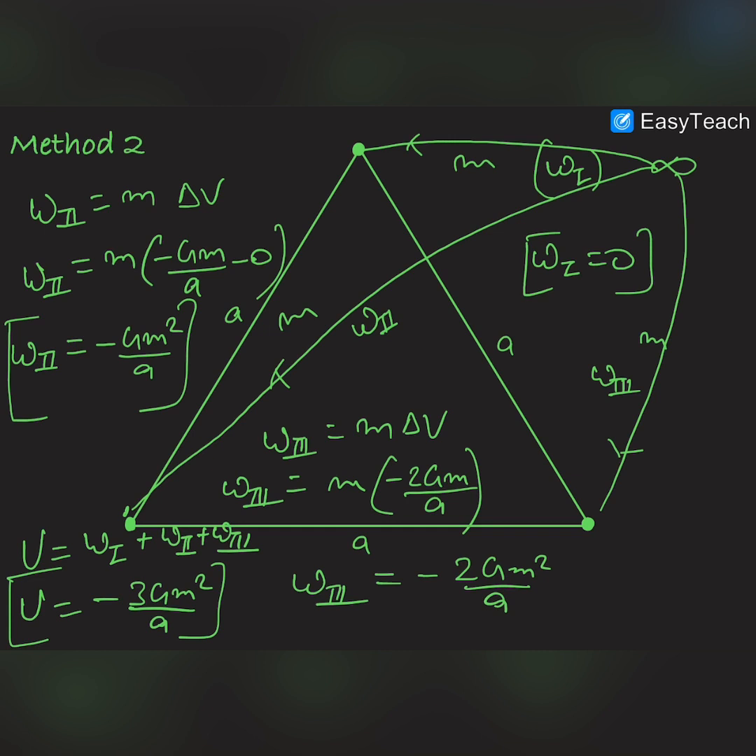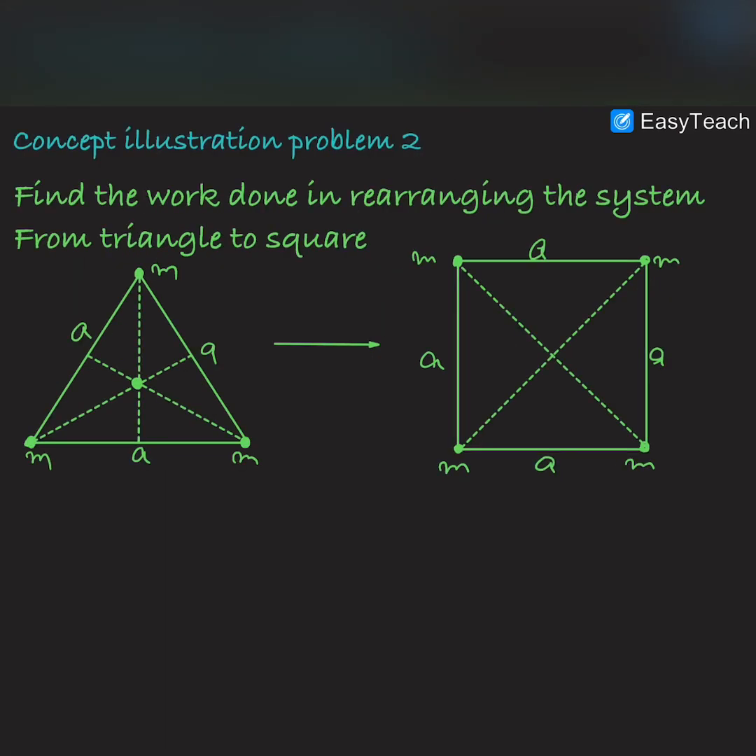Now let us move on to concept illustration problem 2. In this problem you can see that there are two figures. The first figure is a triangle, and the second figure is a square. So we have to rearrange the four masses. You can see the four masses: 3 are kept at the vertices and 1 is kept at the centroid. So we have to rearrange these four masses in the form of a square of side a from the triangle of side a.